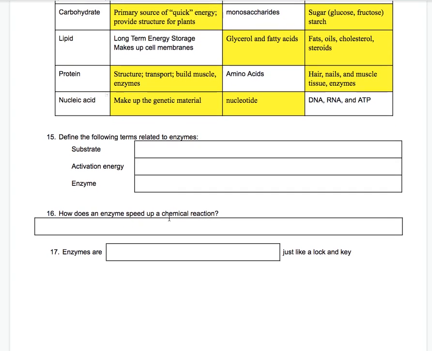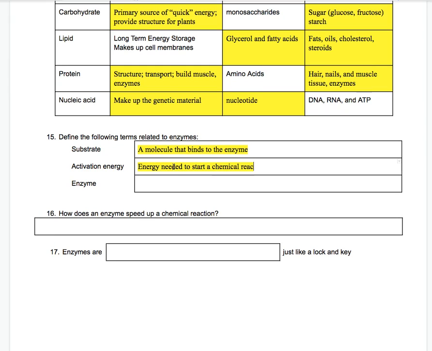Number 15, we're going to define the following terms related to enzymes. A substrate, that's the molecule that binds to the enzyme. Remember, it fits kind of like a lock and key. A substrate is very specific to that enzyme. And the enzyme's going to help either put it together or break it apart, depending on what that substrate needs to do in the cell. The activation energy is the amount of energy needed to start a chemical reaction.